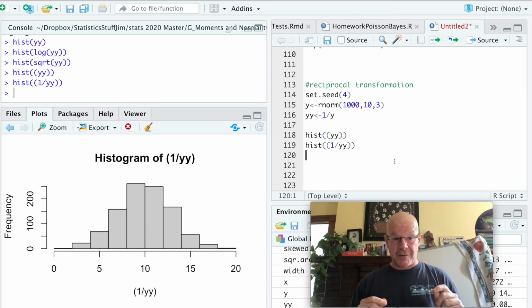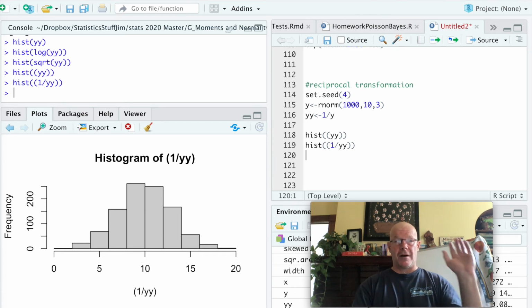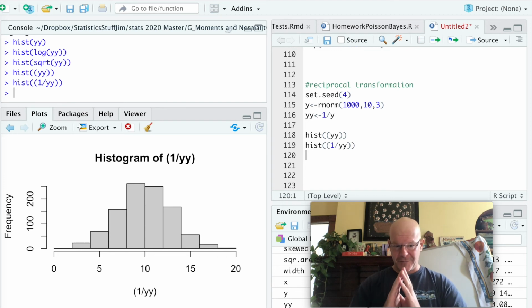You just want to make sure that you're keeping track of the fact that you're no longer dealing with your raw Y units. You're dealing with the reciprocal of your Y units. And so that should all be kind of good and straightforward. And again, I just want to emphasize there's nothing wrong with transforming your data.